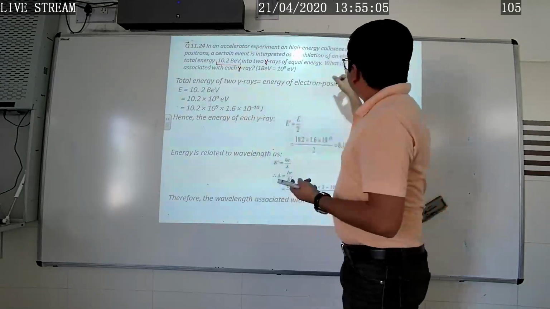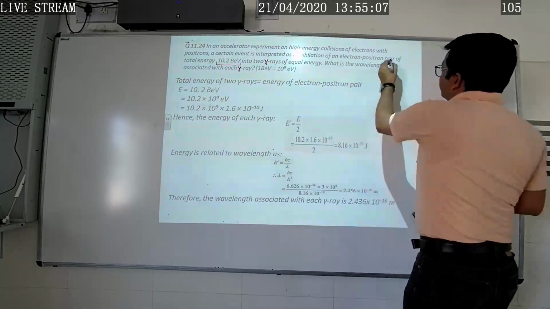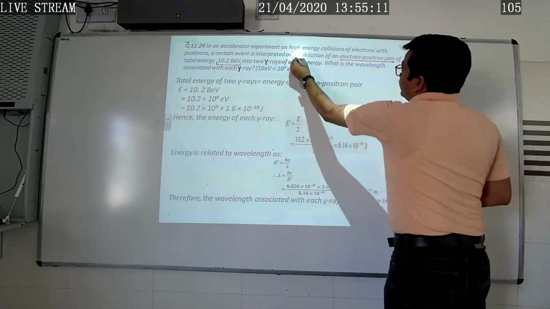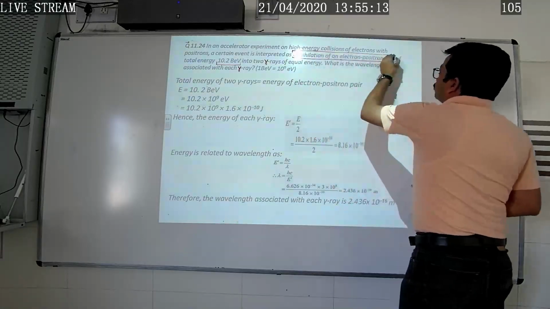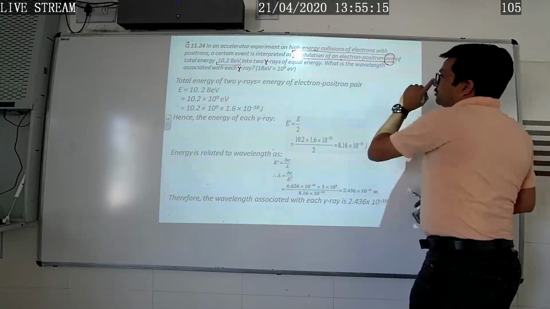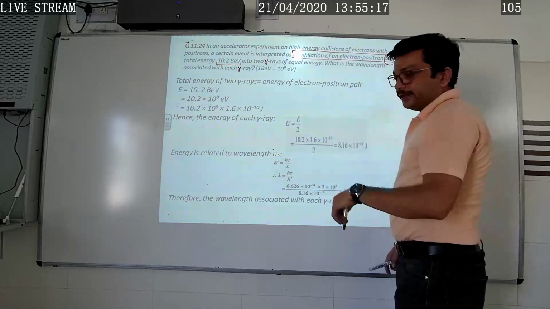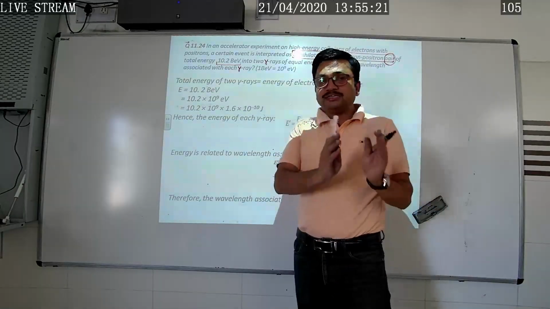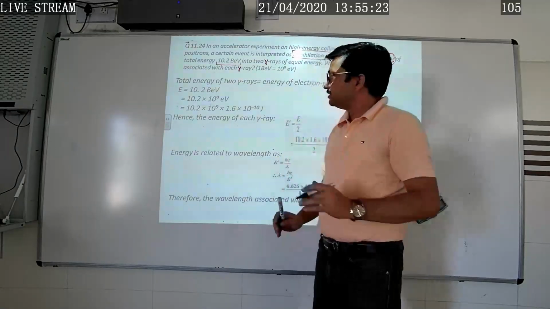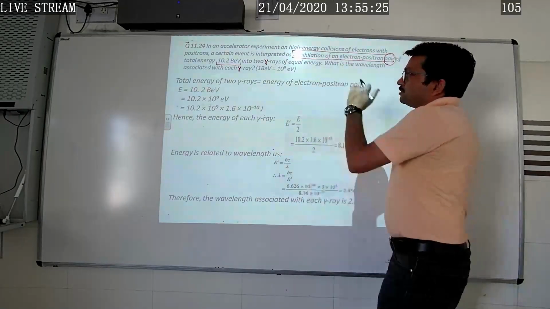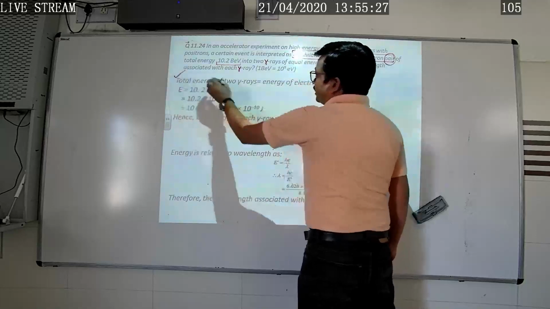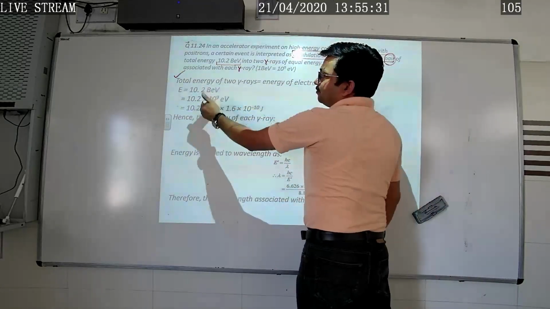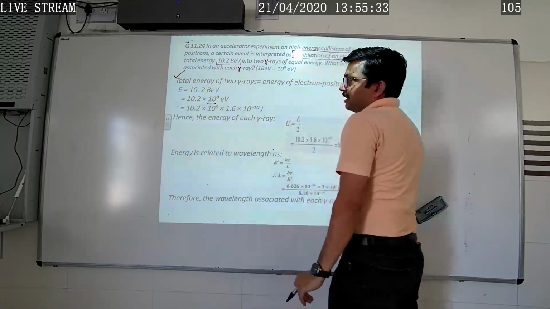Now here, electron-positron pair annihilation is taking place in the question. So the word pair is given. What does it indicate? That whenever these pairs destroy each other, two gamma radiations will be emitted. So the total energy given is 10.2 billion electron volt. Billion means 10 to the power 9.